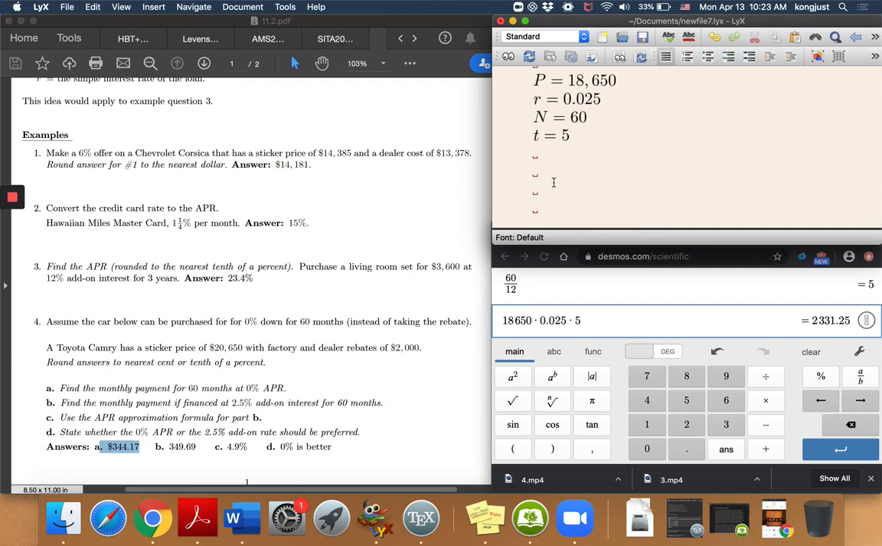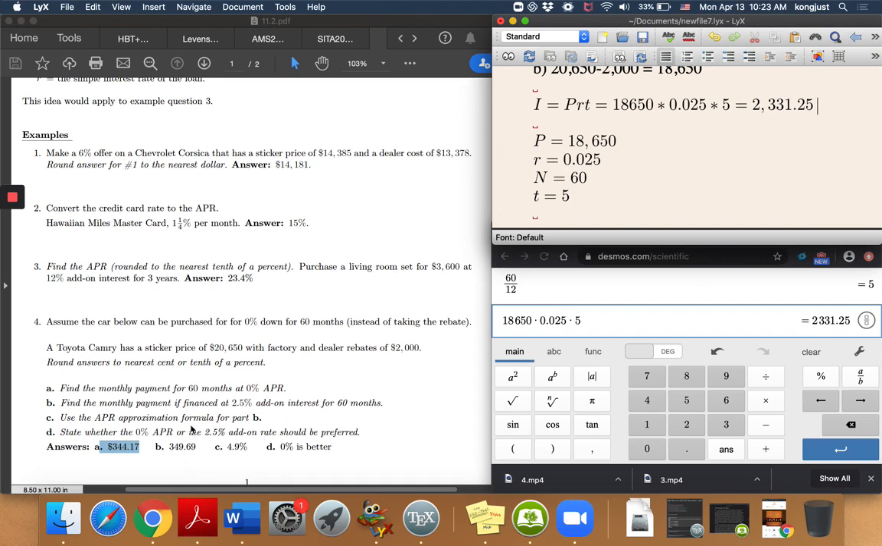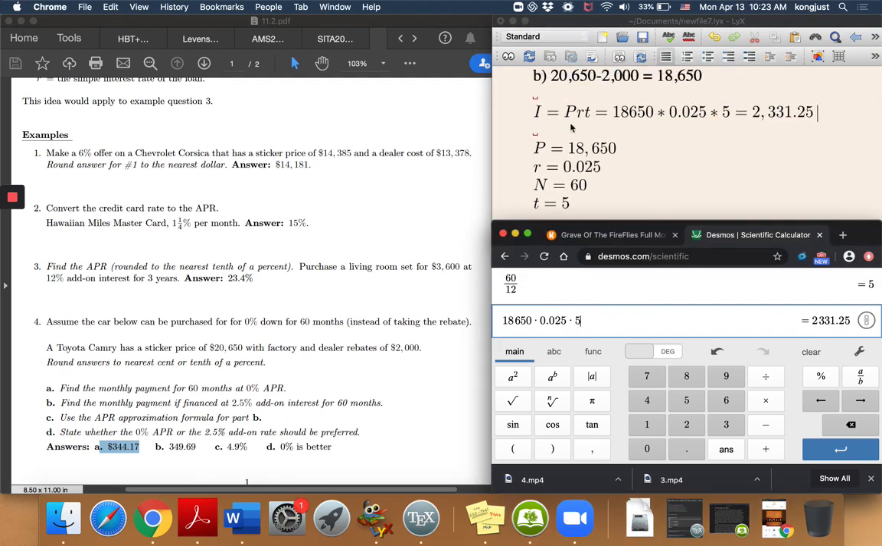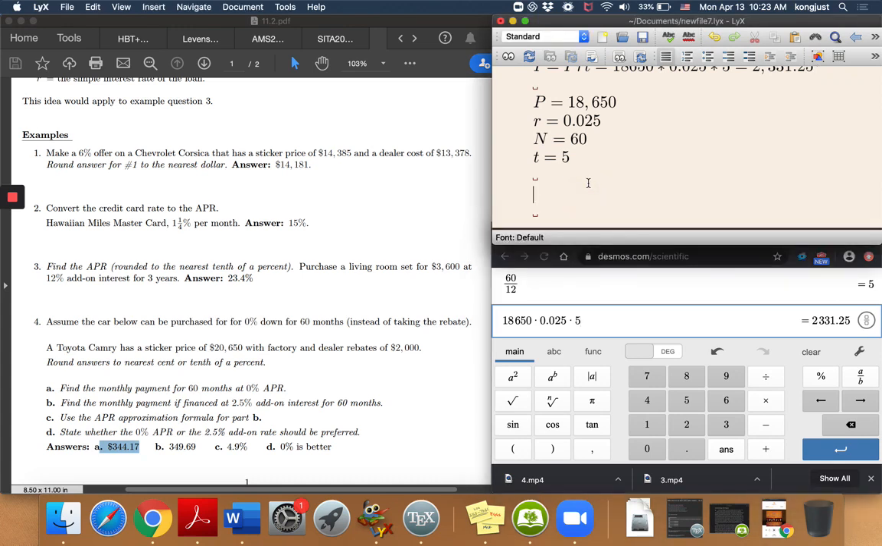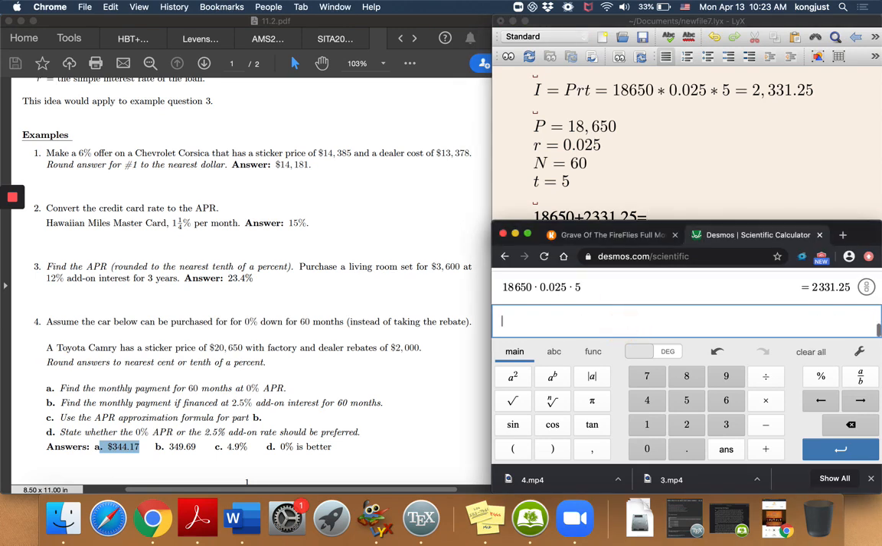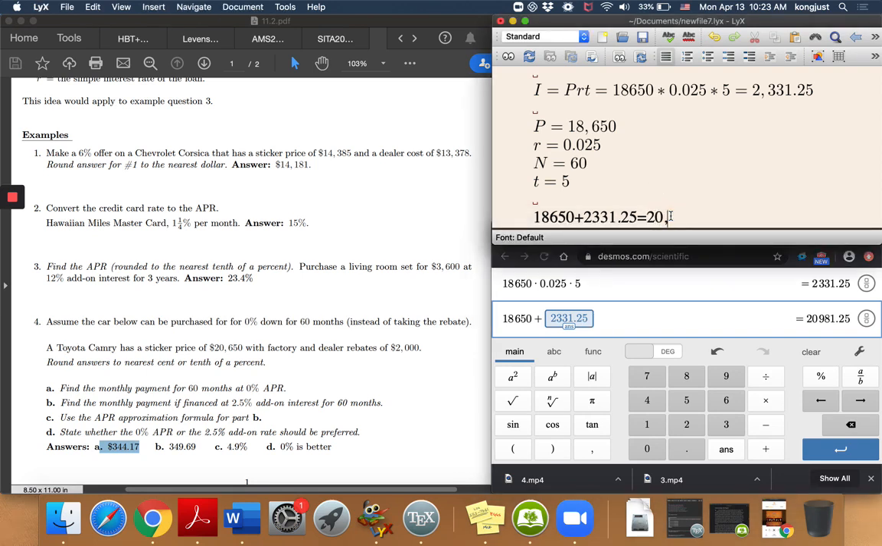Okay, and then we're not finished though. It says find the monthly payment. So how do we do that? There's another step. This is the interest paid, so that means we need how much is total paid. Total paid is going to be 18,650 plus 2,331.25. So let's do that. 18,650 plus 2,331.25 is equal to 20,981.25.